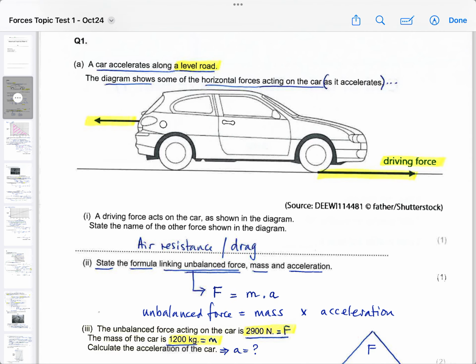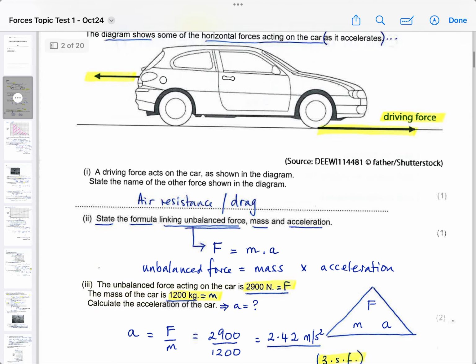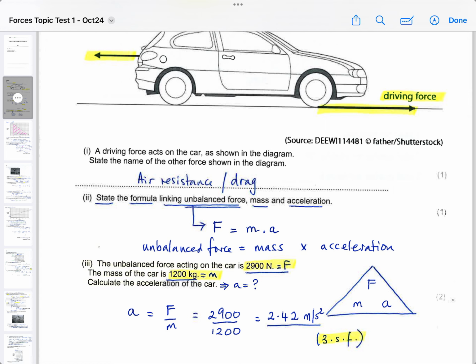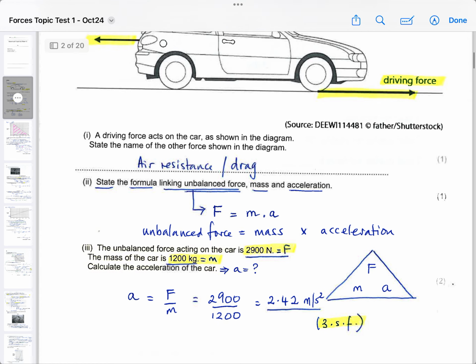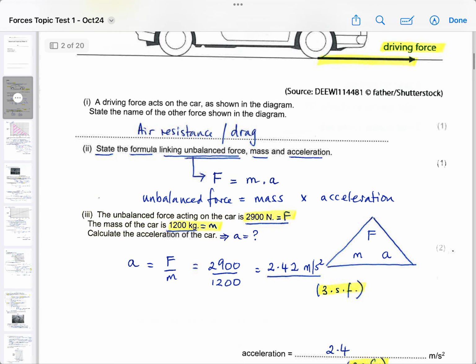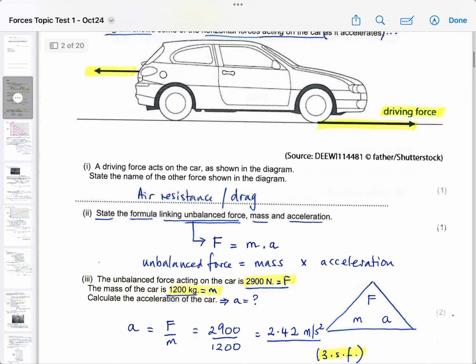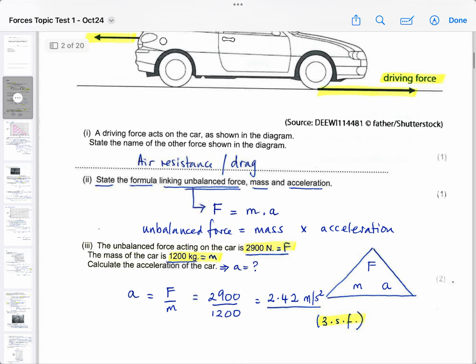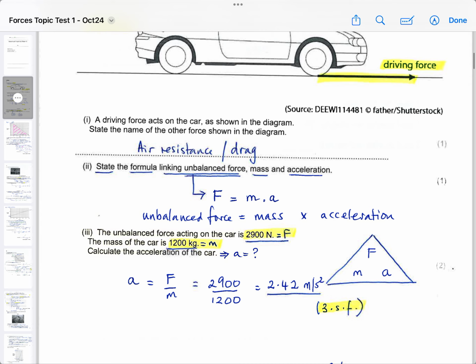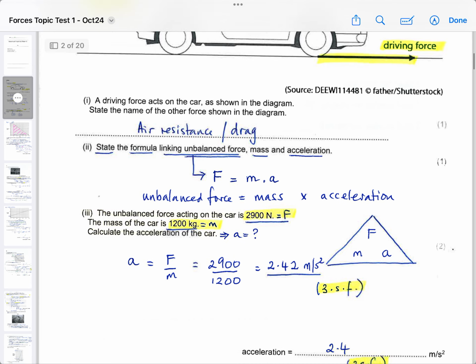They told us that, and it says the driving force acts on the car, as shown in the diagram. State the name of the other force shown in the diagram. Well, that's air resistance or drag to get the mark. Then, now that you know that it's accelerating, they want you to state the formula linking the unbalanced force. In other words, driving force minus the air resistance will be the unbalanced force. That unbalanced force is equal to mass times acceleration, which is Newton's second law.